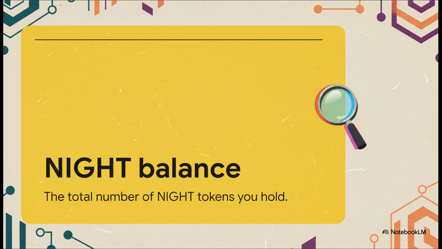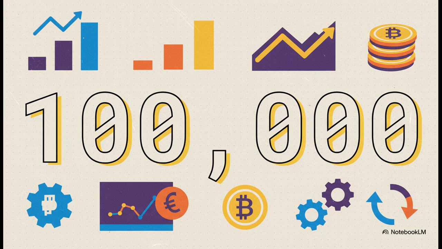First up is your night balance. This is pretty straightforward. It's the total number of night tokens you hold. But this is the absolute foundation of everything. It's your starting point, and every single calculation from here on out is going to build off this one number. So, to get you started, the simulator defaults to 100,000 tokens. But look, this is your sandbox. You can plug in exactly what you have, or you could just dream up a totally different scenario to see what's possible. It's all up to you.